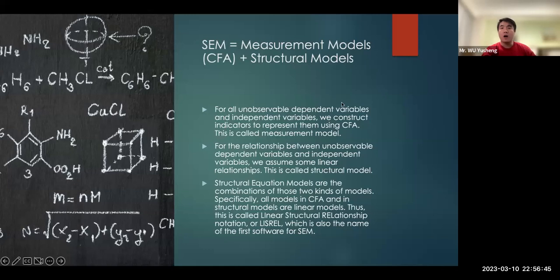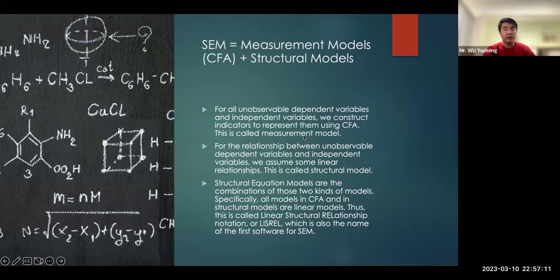For all unobservable variables, either dependent or independent variables, we use CFA, we use other observed variables to measure the unobserved variables, the latent variables. This is called the measurement model. And the relationship between the latent dependent variable and the latent independent variable is called the structural model.